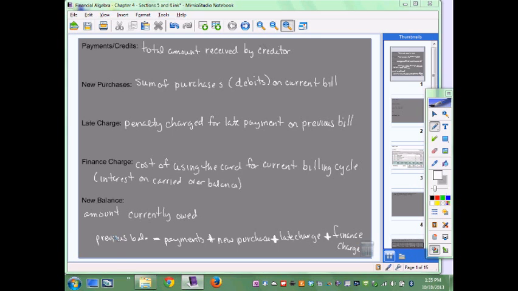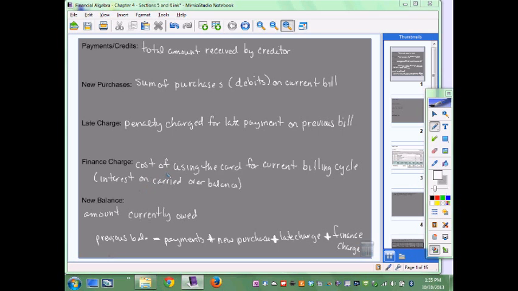New purchases is any new purchases made. It's like a sum of all of the purchases you've made during the current billing period, all added up. Late charge only shows up if you actually paid the previous month late. So if I paid April late, my May bill is going to have a late charge on it.